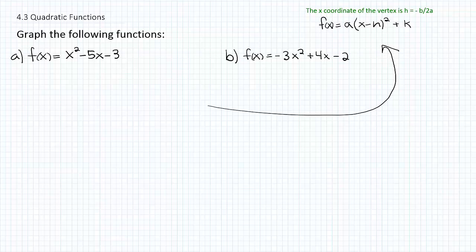Now, I did give you a little shortcut here, which tells you how to find the x-coordinate of the vertex using just the b and a terms. And once you have the x-coordinate of the vertex, you can then take that answer and plug it into the function and determine what the k, the y-coordinate of the vertex, is. So you can get the vertex that way without doing what I'm about to show you.